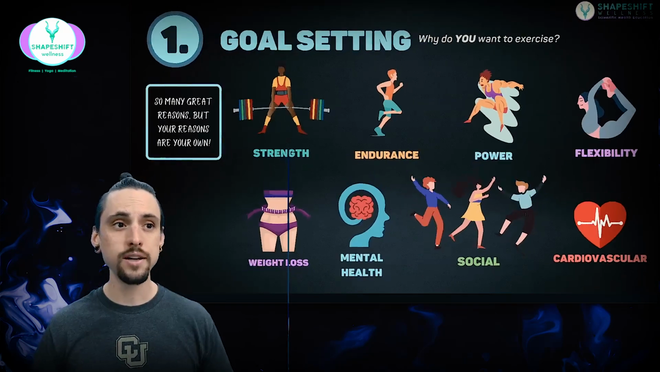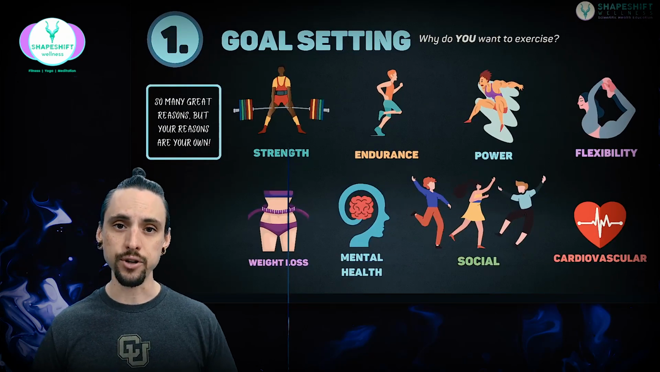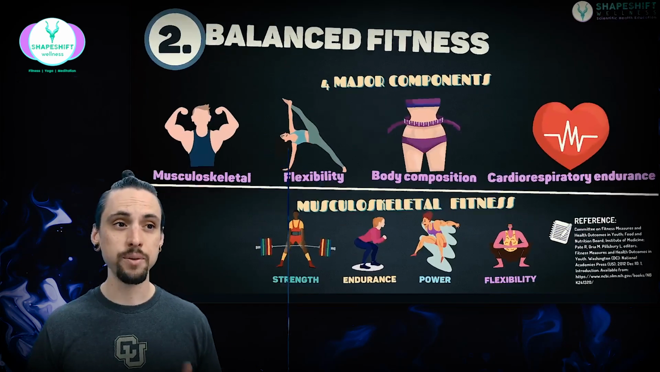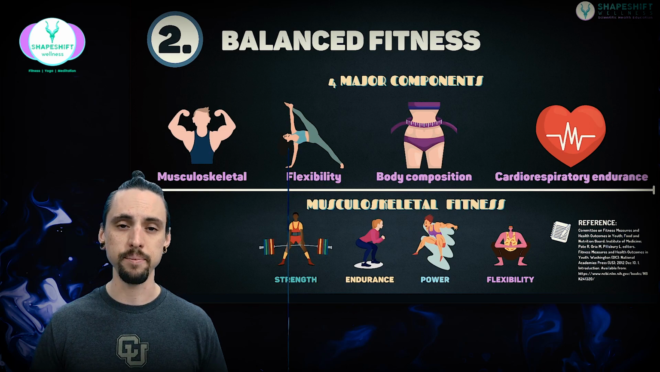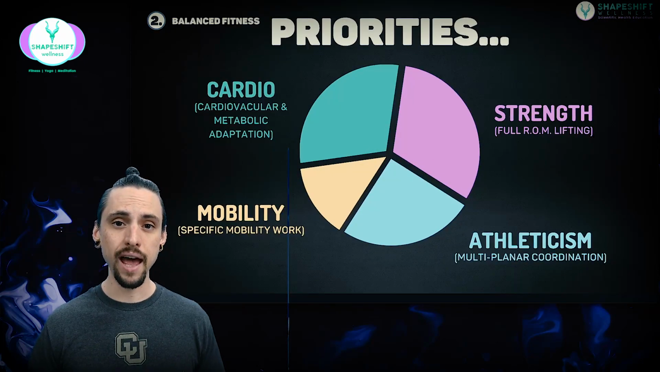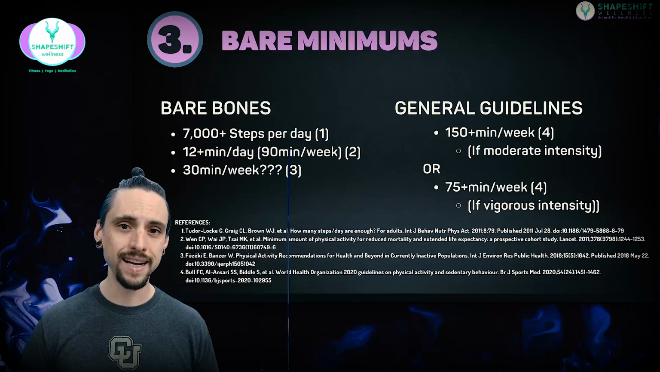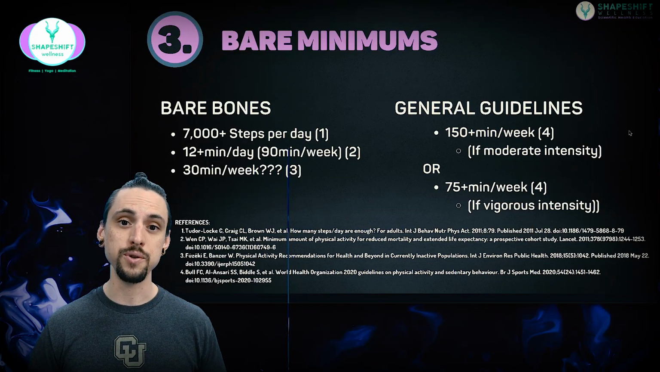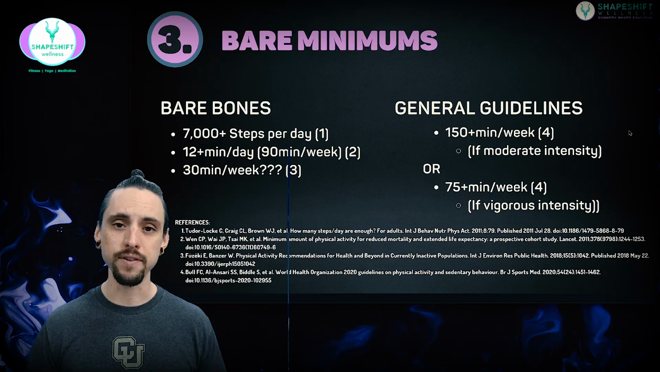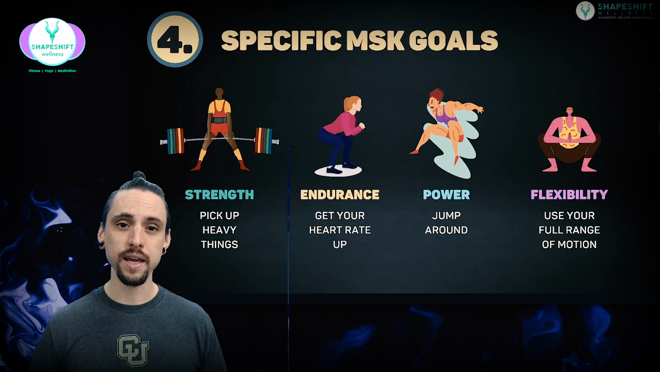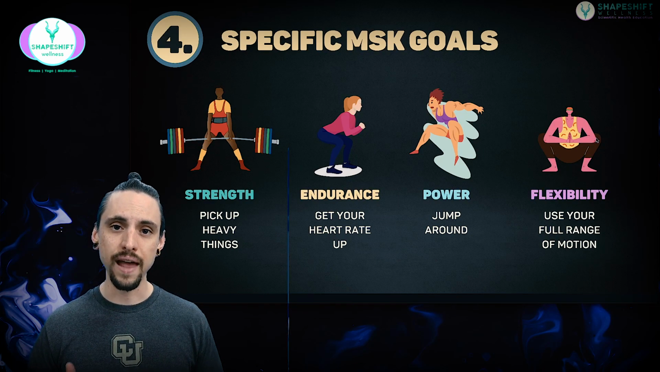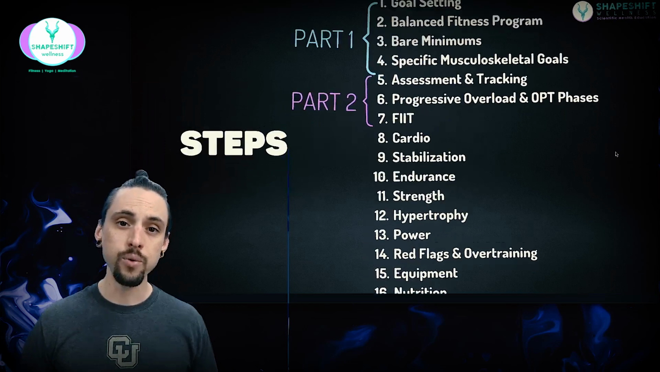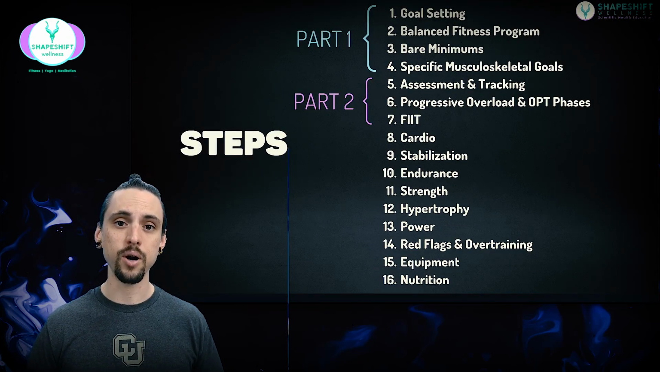So in part 1, we talked about goal setting and understanding your unique goals. We discussed the essential components of fitness and how to make sure you get a well-balanced fitness program. We also discussed priorities for general health. We looked at bare minimums and understanding what is the minimum amount of exercise that you can do and still be effective and get benefits to your health. And we looked at, generally speaking, if you want to incorporate all of the primary components of fitness into your fitness program, how can you generally achieve them without making things too complicated? So if you want to learn more about that, please make sure you watch part 1 of this series.